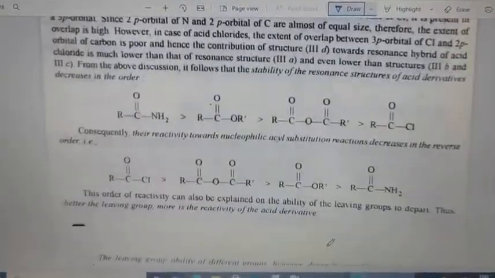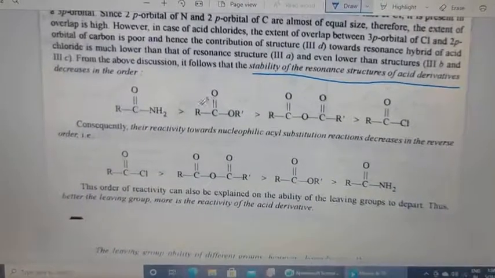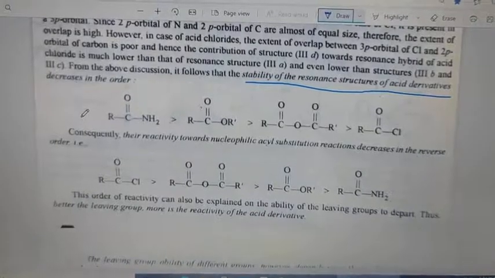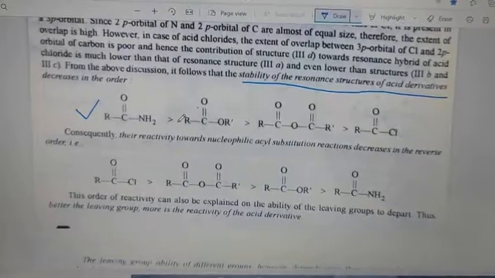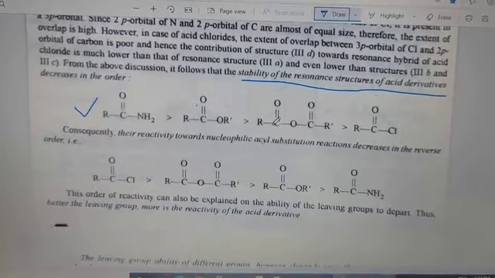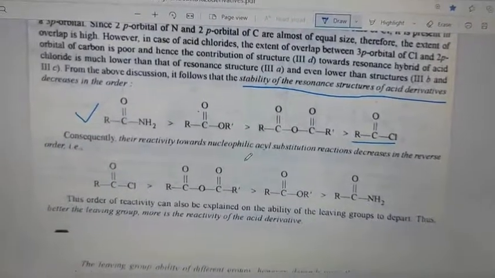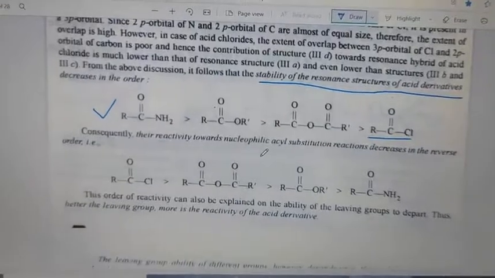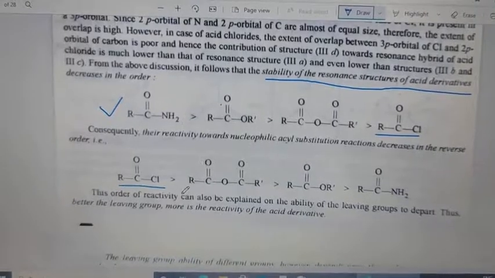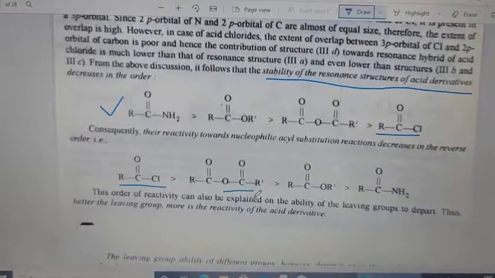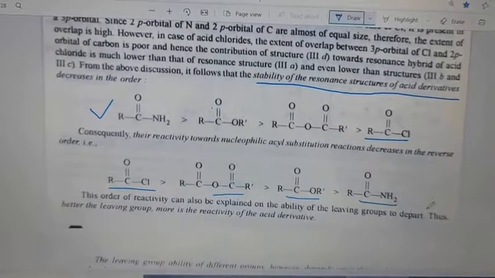So this is the stability order of resonance structures of acid derivatives on the basis of the above resonance structures: amides, then esters, then acid anhydrides, and least is the acid chloride. As reactivity is inversely proportional to stability, the reactivity order will be: acid chloride is most reactive, then anhydride, then ester, then acid amides.